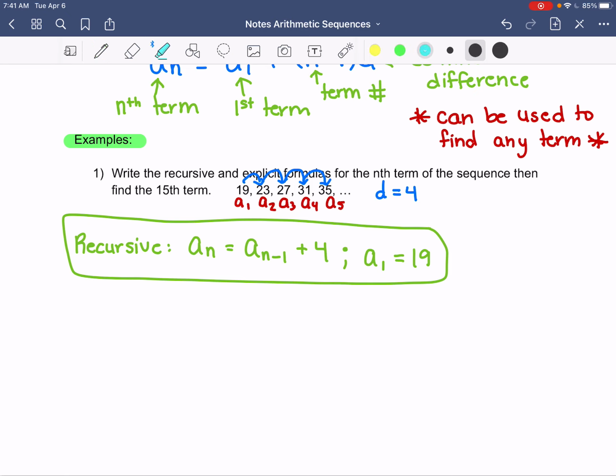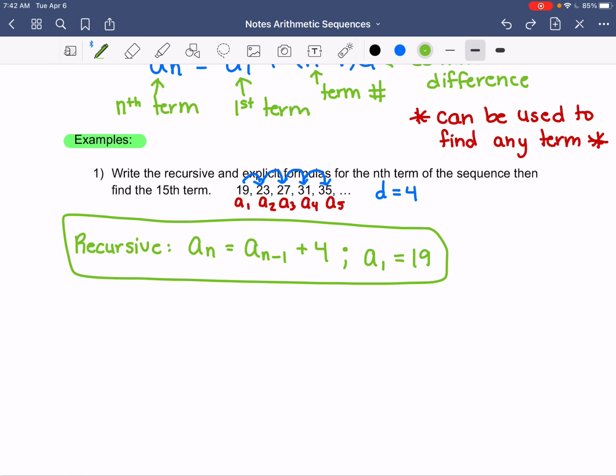So in order to be able to use this recursive formula, you have to know one term. You can't just give this piece right here. That is not an explicit rule. You have to know a first term, second term, third term, something to be able to use it. So the first term is 19. The pattern is adding 4. So the first term is 19, and then you add 4. That's 23. And then add 4. That's 27. Add 4. 31. Add 4. Add 4. Add 4. That's the pattern.